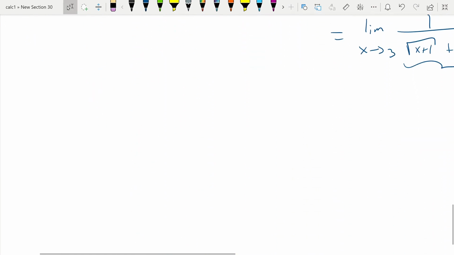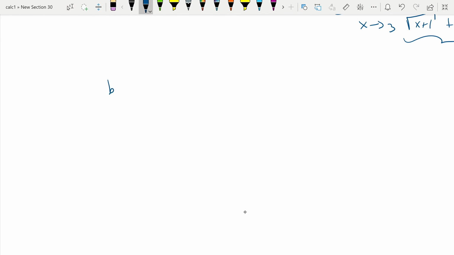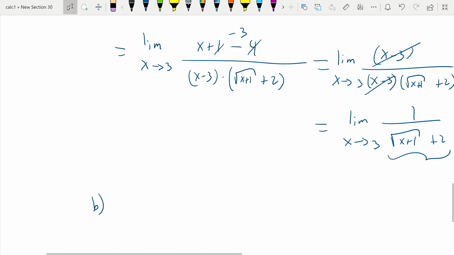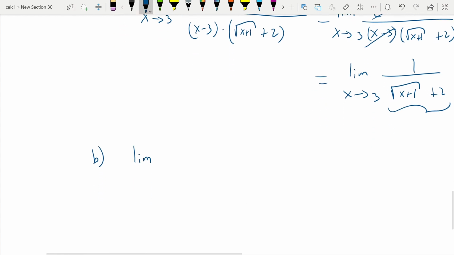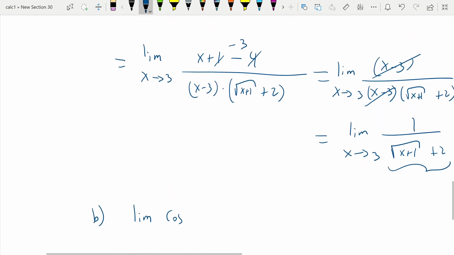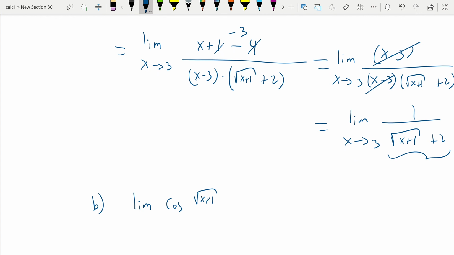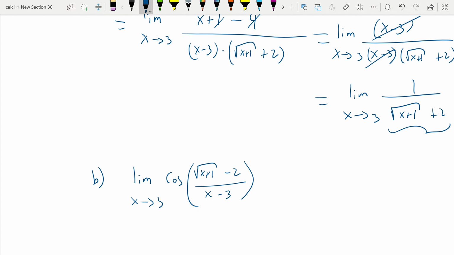Okay, so that's one kind of limit that we can be asked to compute. Now, based on our question A, what is the limit of, say, the cosine of this expression here, of the square root of x plus 1 minus 2 divided by x minus 3, when x approaches 3?